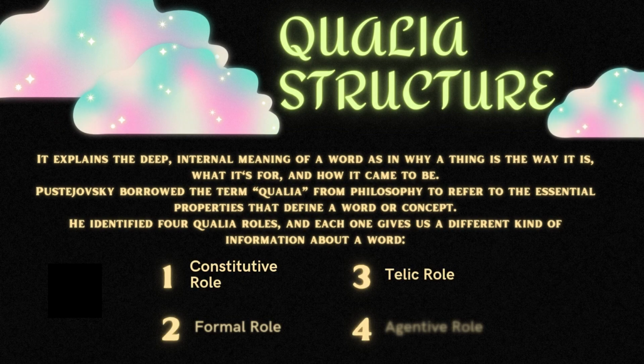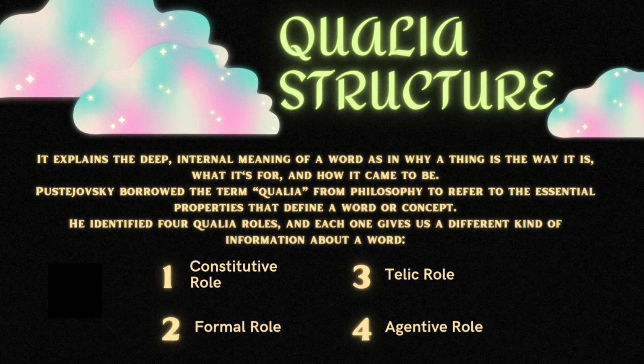Last but not least, qualia structure. Qualia structure is what truly sets the generative lexicon apart. It explains the deep internal meaning of a word, as in why a thing is the way it is, what it's for, and how it came to be.